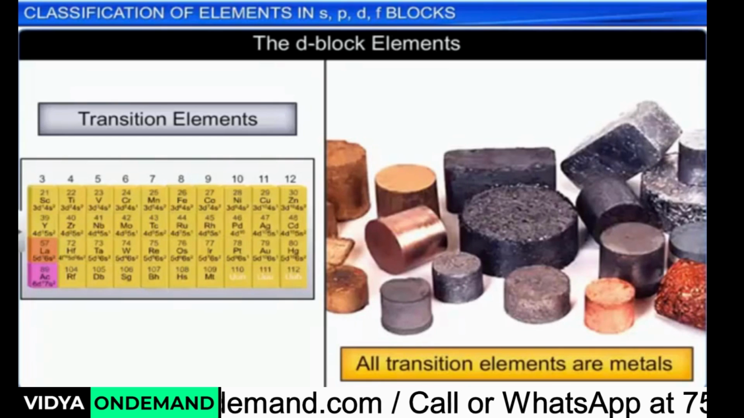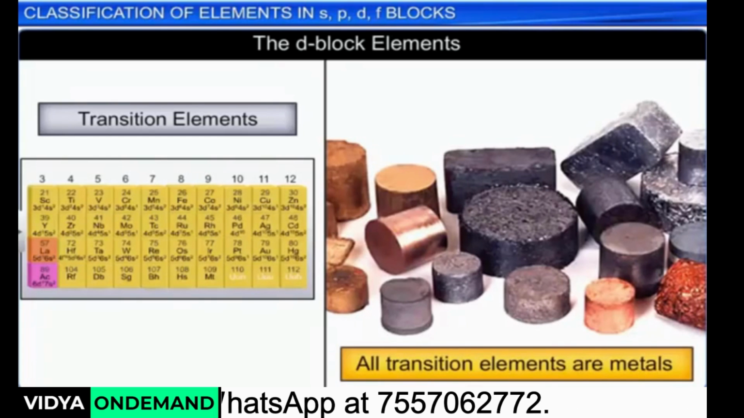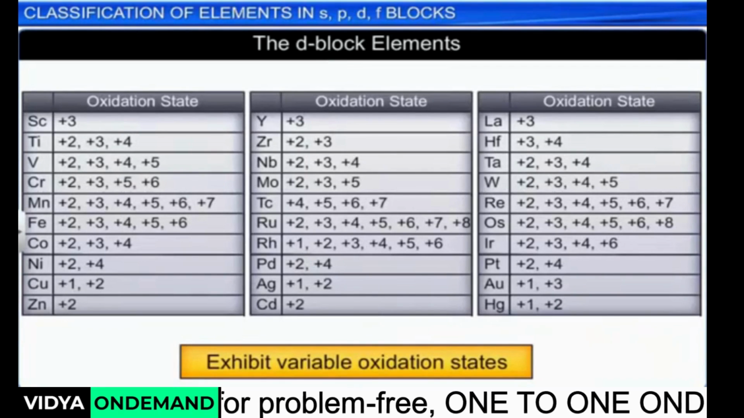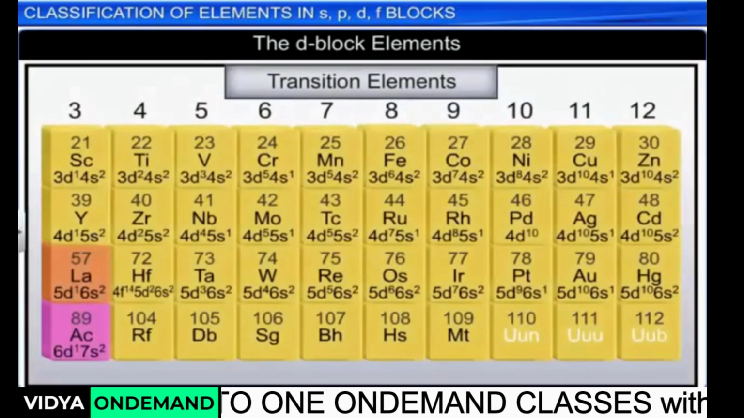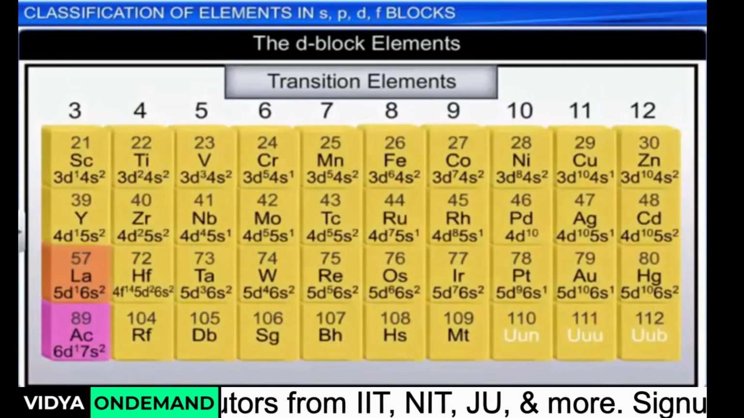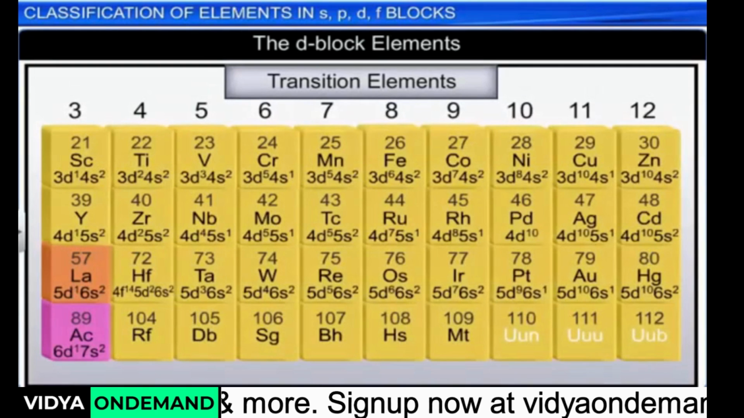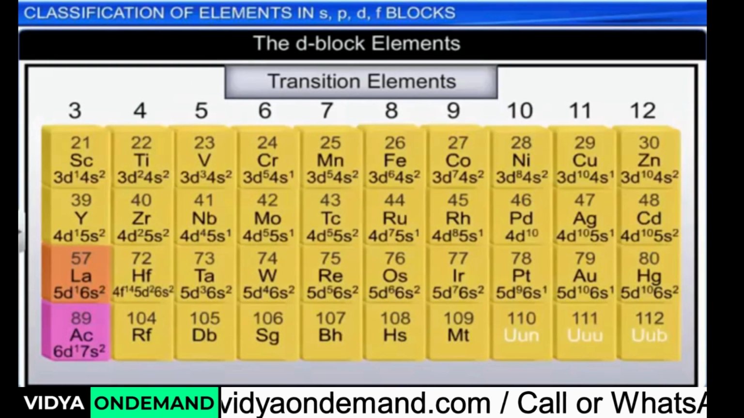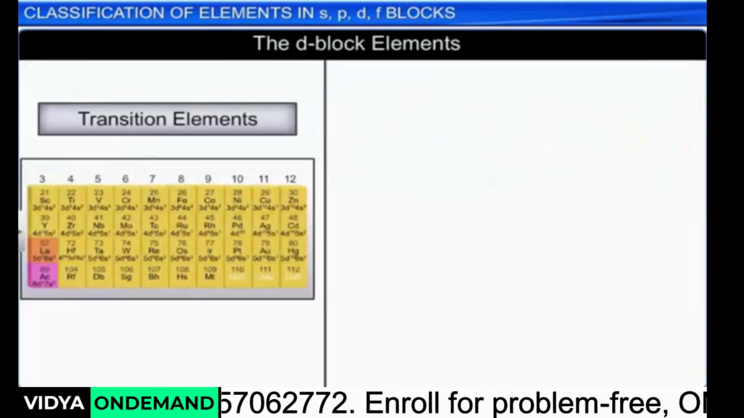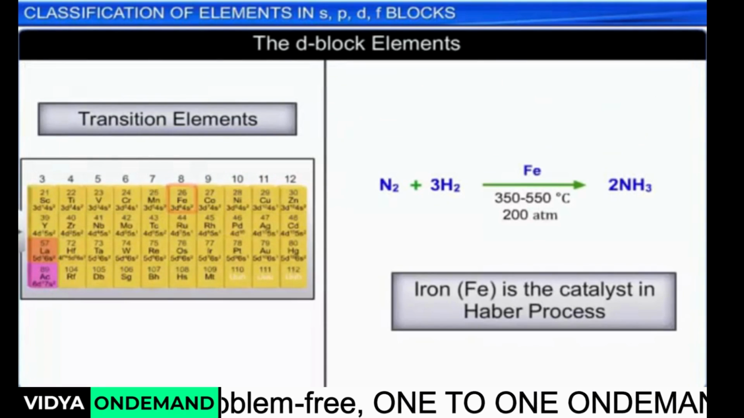Due to their ability to change oxidation states, most of these transition metals and many of their compounds are used as catalysts in many industrial processes. For example, iron is used as a catalyst in the Haber process for the synthesis of ammonia. Similarly, nickel is used as a catalyst for hydrogenation of oils.